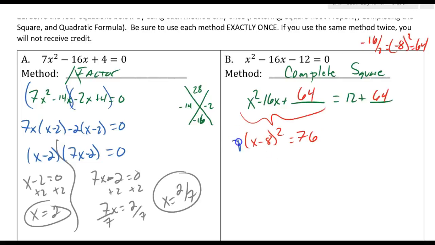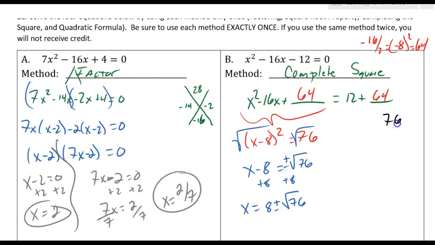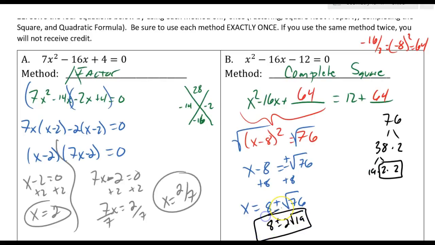From here, we're going to take the square root. X minus 8 is equal to plus or minus the square root of 76. Add your 8. So x is equal to 8 plus or minus the square root of 76. Close to being done. The only thing you need to make sure of is, hey, can we simplify 76? Alright, so we're going to do 76. It's even, so I know it's divisible by 2. That gives me 38 and 2. I divide that by 2 again. Now I have 19 times 2 times 2. Here's my pair. Okay, 19 is left in the radical, so it's 8 plus or minus 2 radical 19. That is our final answer here.